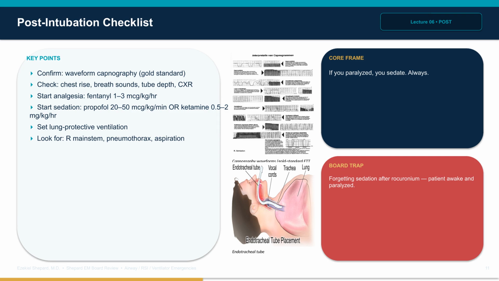The most common cause of post-intubation hypotension is positive pressure ventilation reducing preload, combined with sedation-induced vasodilation. Treat with a fluid bolus, dose reduction of sedation, and push dose pressors if needed. Always recheck the tube before chasing pressors because right mainstem intubation and tension pneumothorax mimic the same picture.